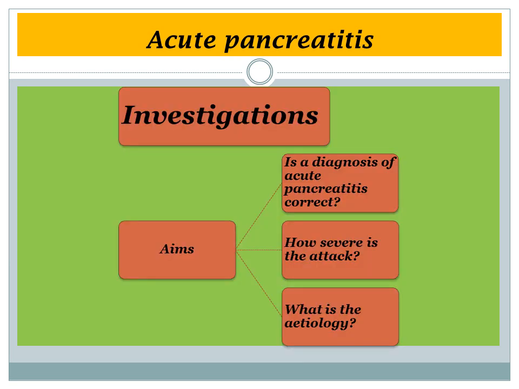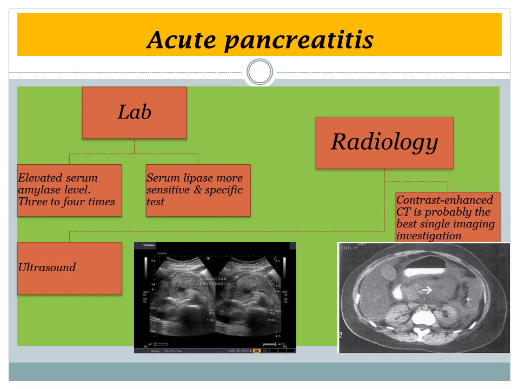How are we going to investigate pancreatitis? Our objectives of investigation are: is the diagnosis of acute pancreatitis correct? How severe is the attack, and what is the etiology? So these are the three main aims while we are investigating pancreatitis. We should go for the lab. We check the serum amylase level, but if serum lipase is available, it is more sensitive and specific. Then, as far as radiology is concerned, we can go for ultrasonography. But the contrast CT scan is the single best investigation to diagnose pancreatitis.